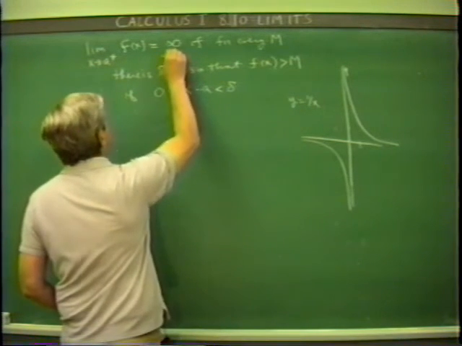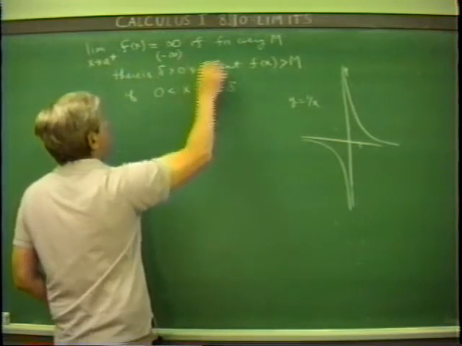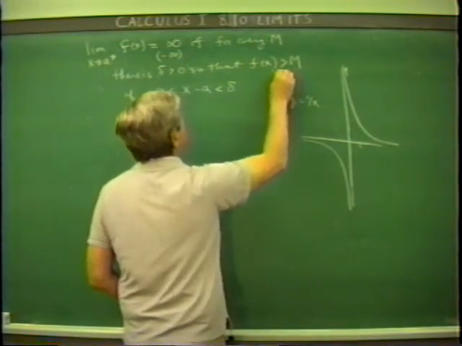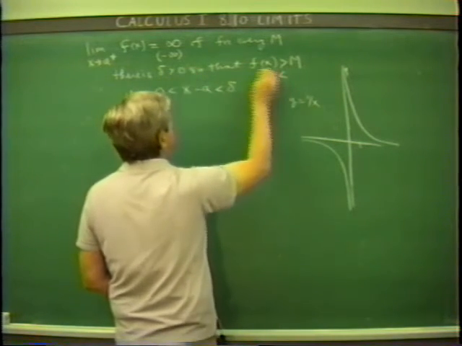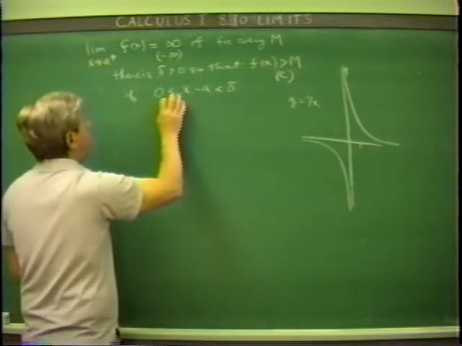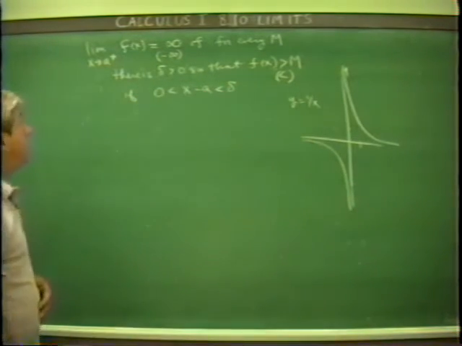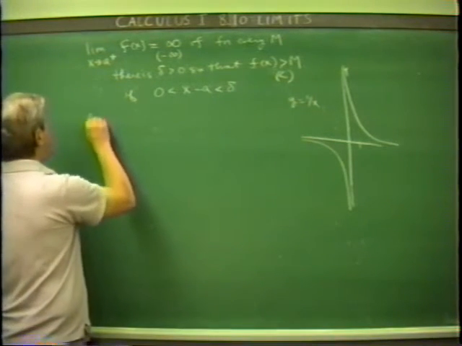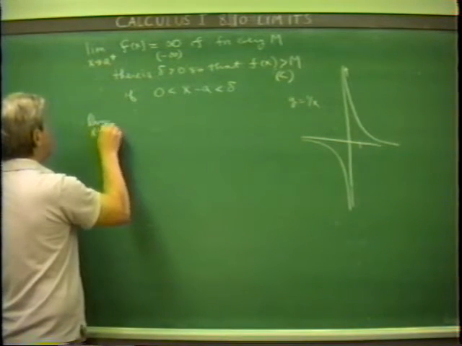Conversely, the limit is going to be minus infinity if for every m, now however negative m happens to be, there's a delta so that f of x is less than m when 0 is less than x minus a is less than delta. Now this is on the right.